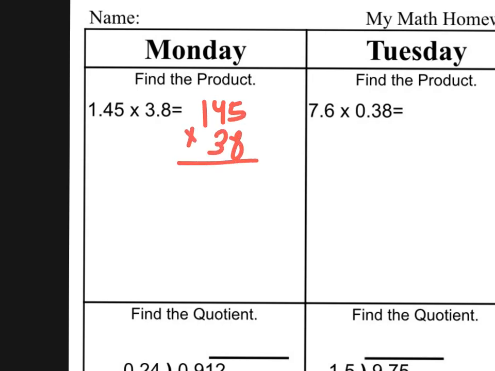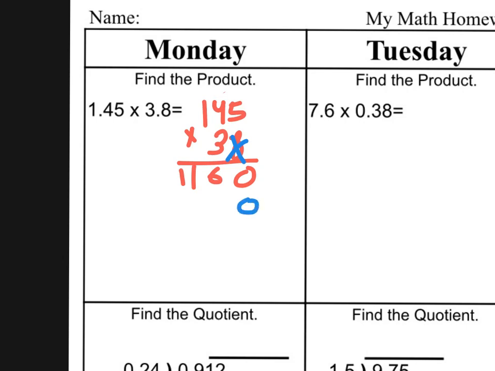5 times 8 is 40. Carry the 4. 8 times 4 is 32. Add 4 makes 36. 8 times 1 is 8. Add 3 makes 11. Just going to erase the numbers up top so it doesn't distract us. Let's choose a different color and cross out the 8, put a 0, don't forget to do that.